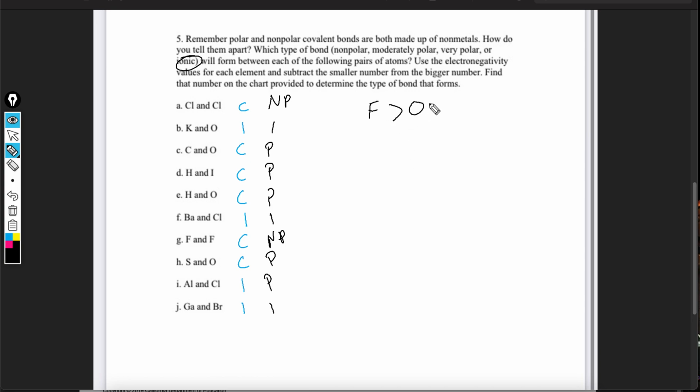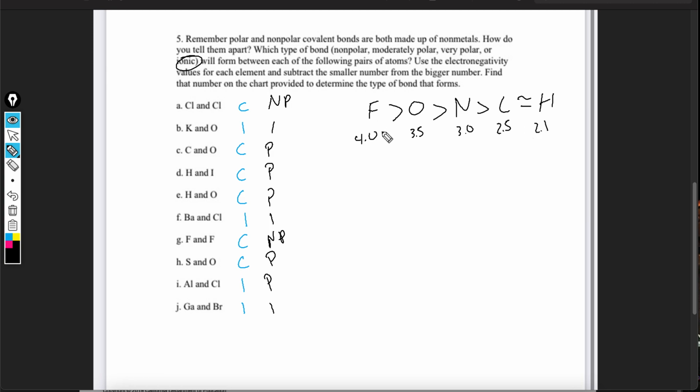And I just want to reiterate with my little cheat sheet earlier. F is greater than O, greater than N, greater than C, greater than H. Our values are 4.0, 3.5, 3.0, 2.5, and then 2.1.